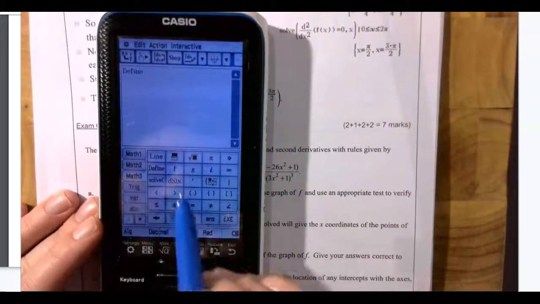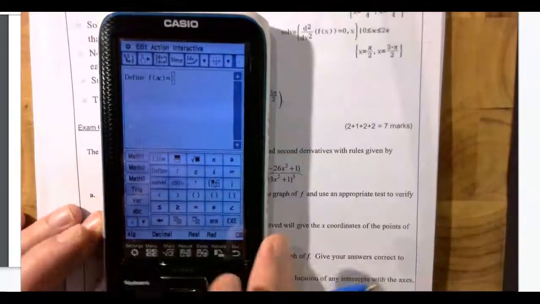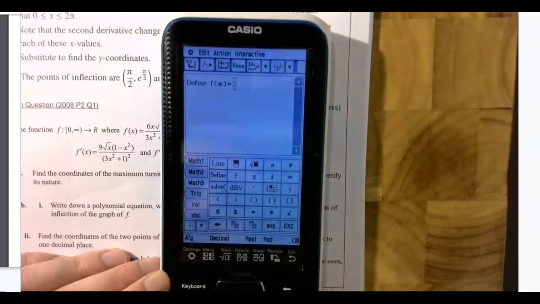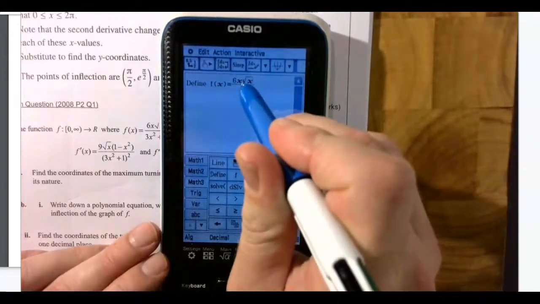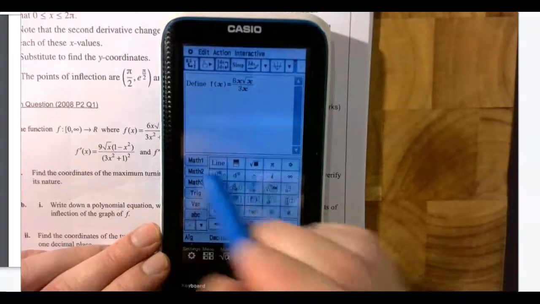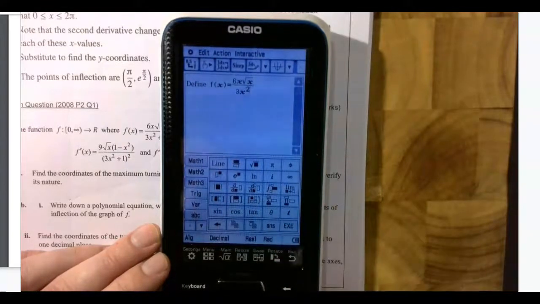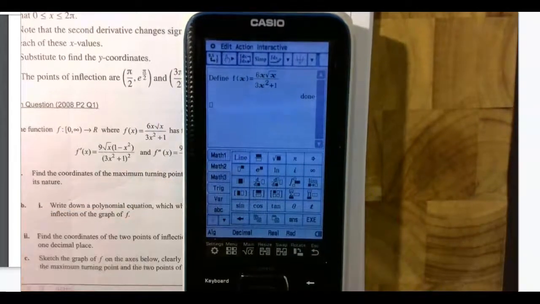So looking at Math 3 define, I'm going to define f of x as being equal to the expression in the question here. So 6x times root x all over 3x squared plus 1. Just double check it always before inputting it, and we're done.